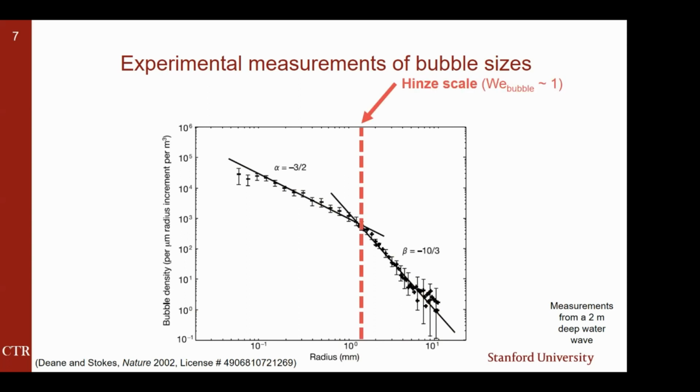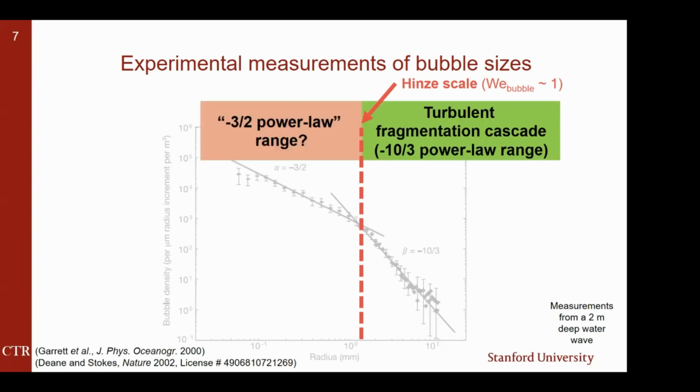So it was postulated that this power law break occurs at the Hinze scale, where the Weber number of the bubble is approximately 1, meaning that capillary effects, which keep the bubble round, are approximately in balance with inertial effects, so energetic motions in the ocean. Above the Hinze scale, inertial effects are dominant, and it is believed that turbulence generates a fragmentation cascade, which is further believed to generate a negative 10-thirds power law in the size distribution.